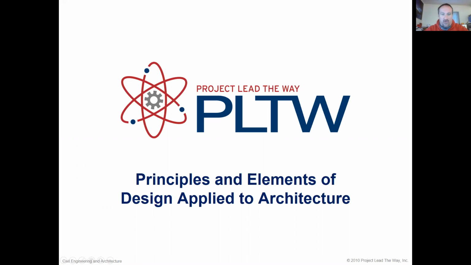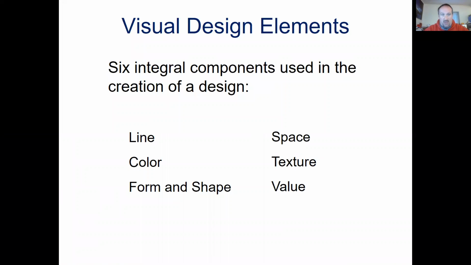And this is the principles and elements of design applied to architecture. So the visual design elements that we're going to talk about are 6 integral components used in the creation of a design. We have line, color, form and shape, space, texture, value.